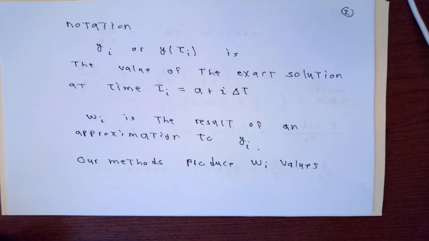For notation, when we write y with a subscript i, or y evaluated at t_i, we mean the exact value of the solution at that time value. On the other hand, if we're talking about what comes out of one of our numerical approximation methods, we'll use w_i instead. Our programs produce w values, but not y values.